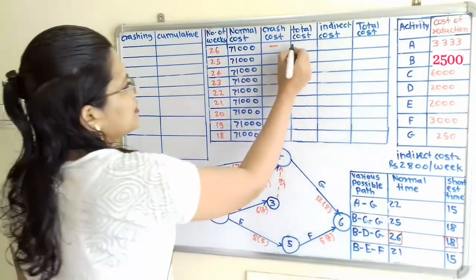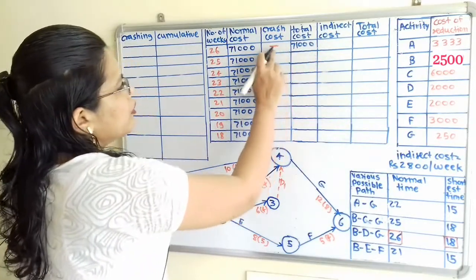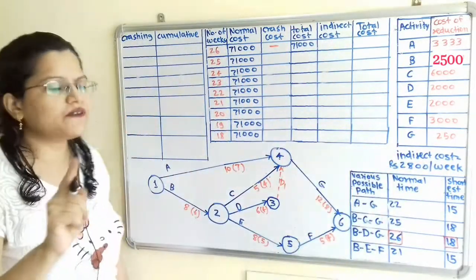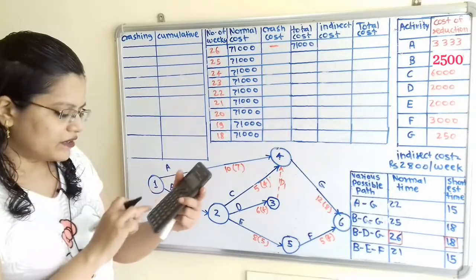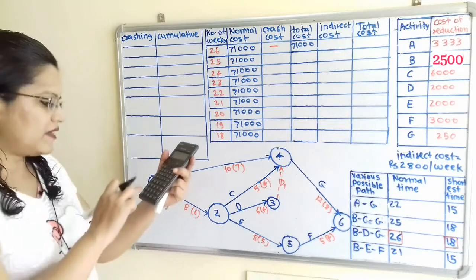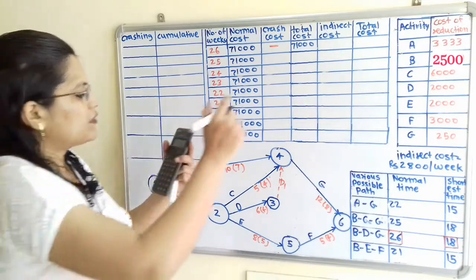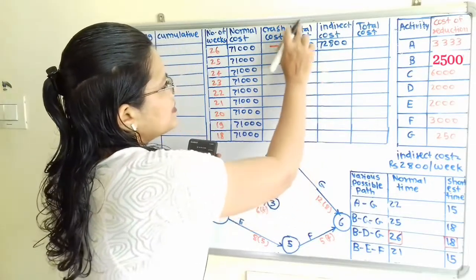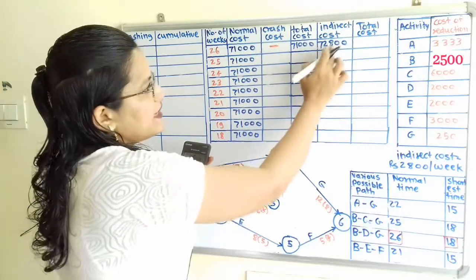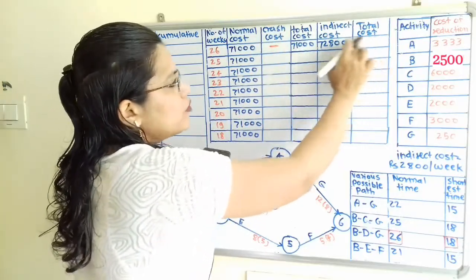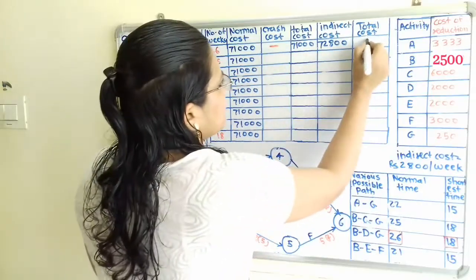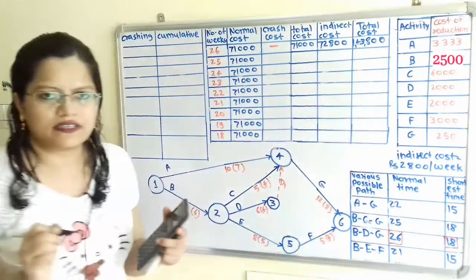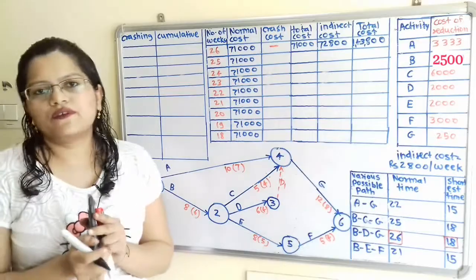Now here the total cost is 71,000 because there is no crash cost. What is the indirect cost? Indirect cost is 2,800 for 1 week. So we will calculate here 2,800 multiplied by 26, that is 72,800. So how to take the total cost? That is this total cost plus this indirect cost. That means here we have to take the final answer. So I will add these two values. 1,43,800. This is the final value. Now we will move next.